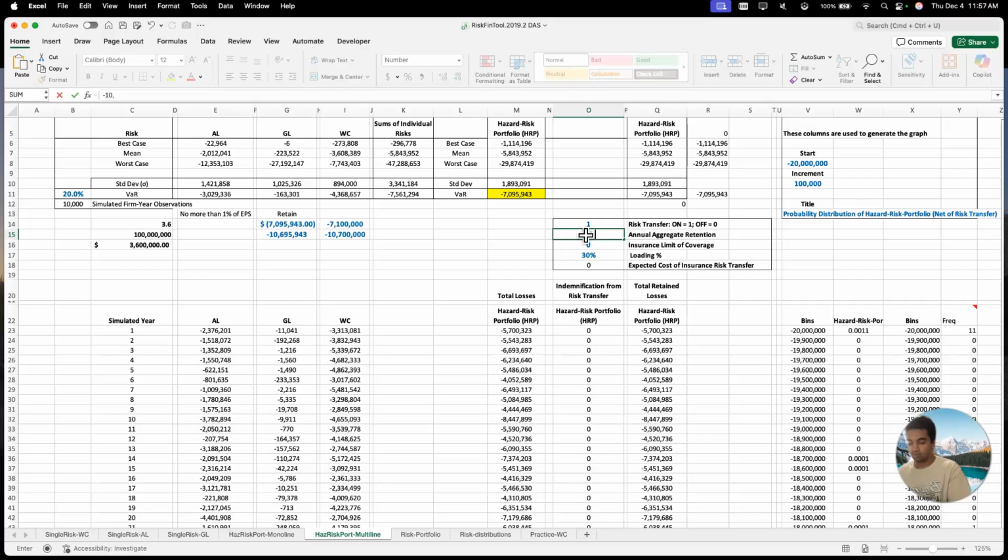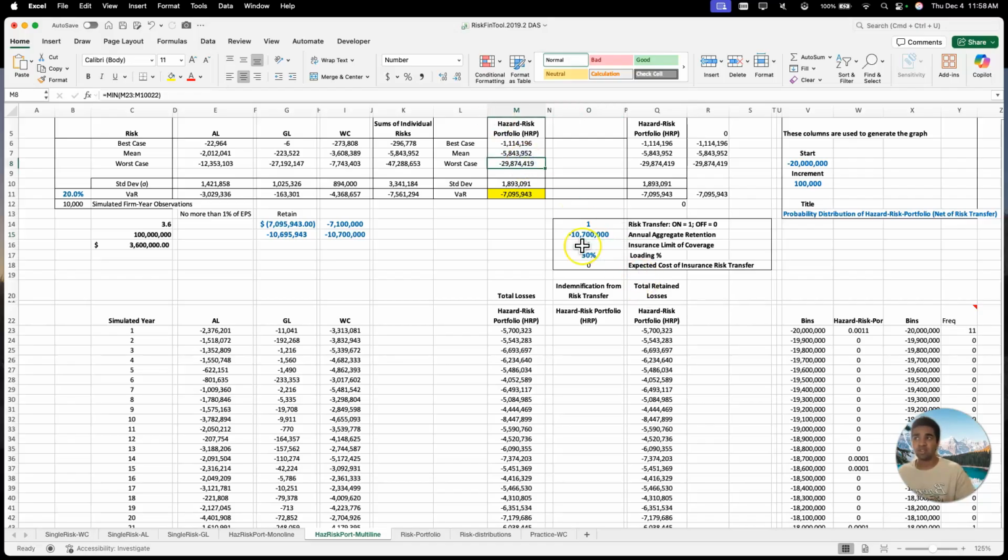So why don't we type that in? I didn't type the 7. So we have the retention. So the limit of risk transfer. How do we figure that out? Well, we know that we're retaining 10.7 million. So why don't we take the 29 million, almost 30 million, and subtract 10.7 from it? Let's do that. Let's take negative 29,874,419, right? And subtract equals, take this minus that.